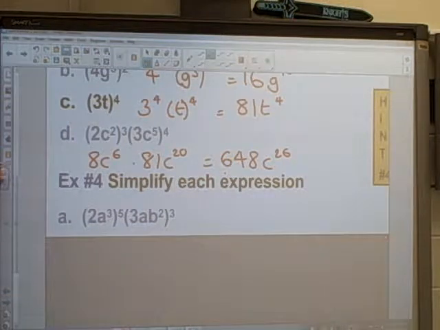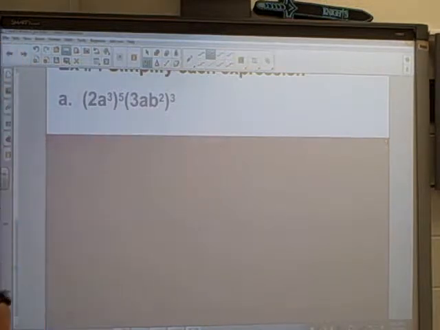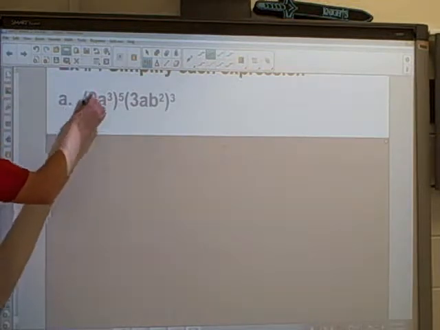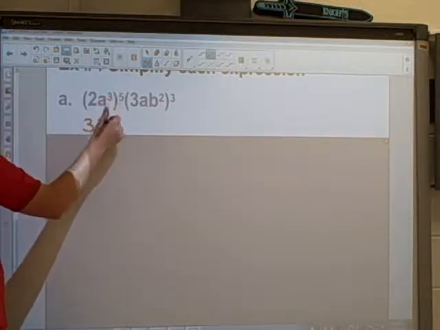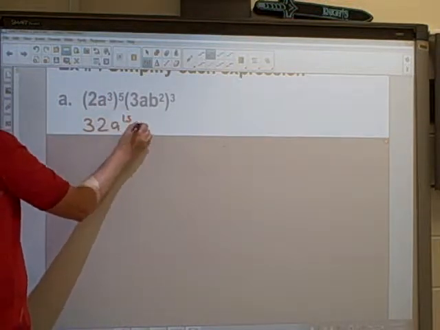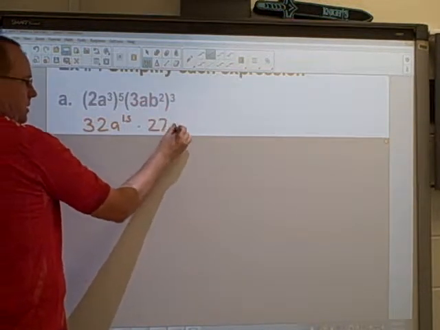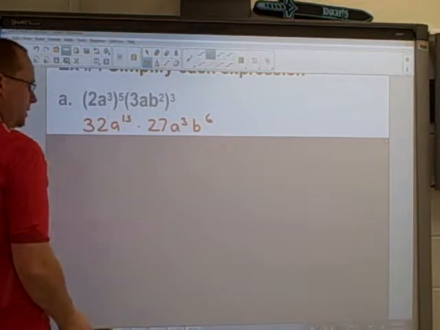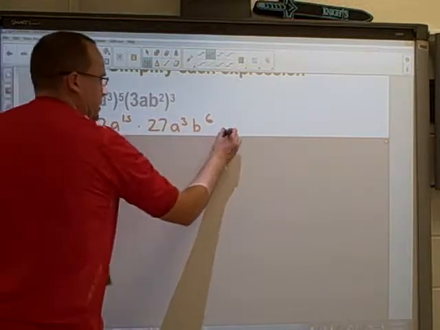Now there are some even more complicated ones down here, so we'll finish off by looking at those. Essentially it's the same idea. We've got to do this in 2 parts. Work out this one, work out this one, and then multiply them together. So 2 to the power of 5 first on your calculator, 32. Power to a power, we're going to multiply these, so a to the 15th. And then we're going to times this by this one, so 3 cubed is 27. A cubed is just a cubed. And b squared cubed, power to a power, multiplied together, gives us 6. Then we've got to work out what this is multiplied together. So 32 times 27 is 864.